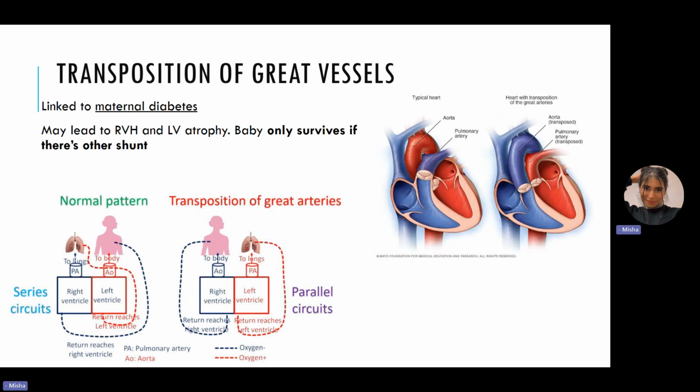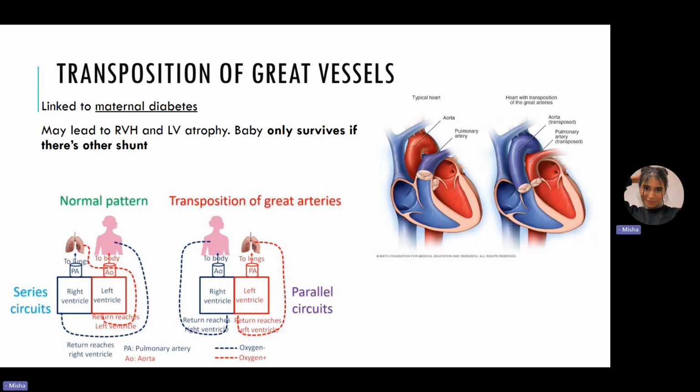Now, the baby in this case will only survive if there is another shunt present. Why? Because we want the mixing of those circulations, right? So, in this case, the baby has a ventricular septal defect, an atrial septal defect, or a patent ductus arteriosus that would really be helpful, right? That allows the mixing of the oxygenated blood.